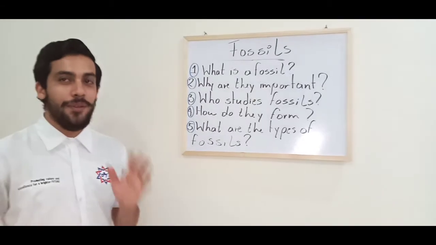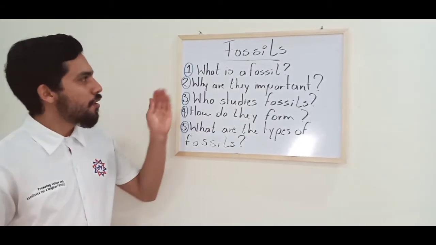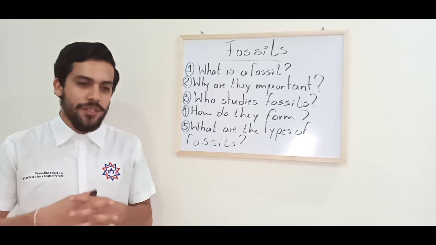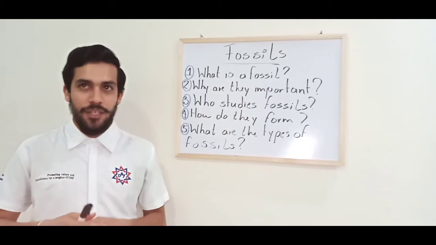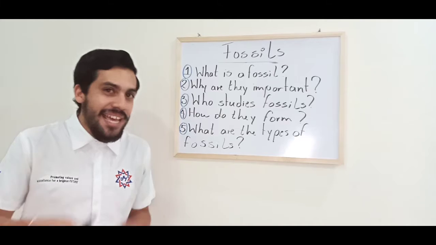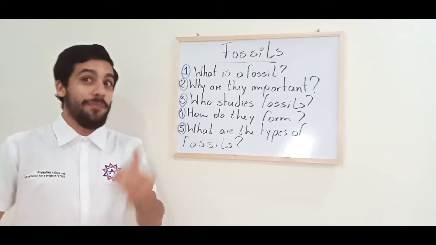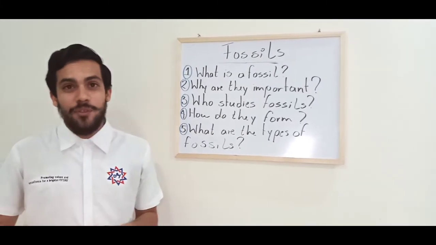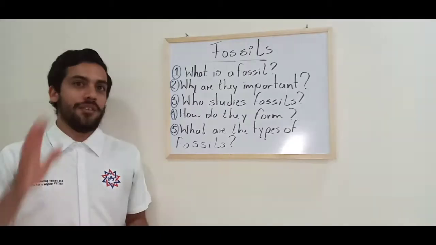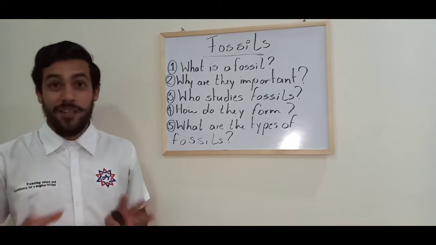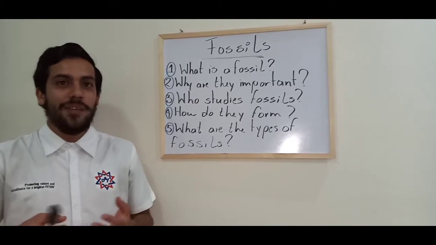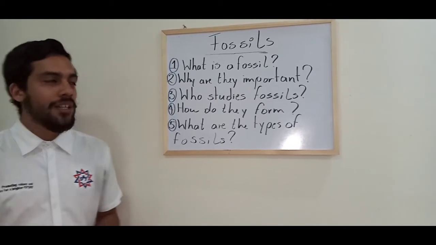Okay, so the first question is, what is a fossil? Alright, first we need to remember that a fossil is a remain of a dead animal or plant from the past. These animals were on Earth a long time ago, millions of years ago, right? So that's what a fossil is. So it's like the skeleton of an animal from the past.